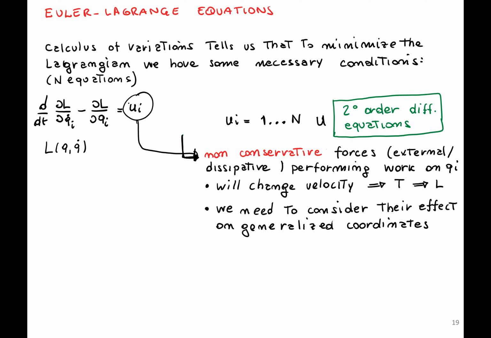The effect of these non-conservative forces is to change the energy of the system, either increasing it. For example, in the case of motor torques, we accelerate the joints, so the velocity increases, and therefore the kinetic energy increases, and so also the Lagrangian increases. Or we can decrease the energy. For example, with friction, we dissipate energy and reduce the kinetic energy.